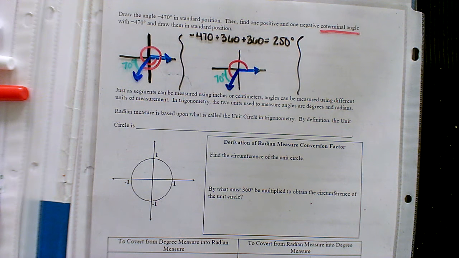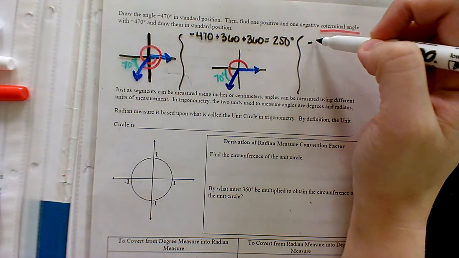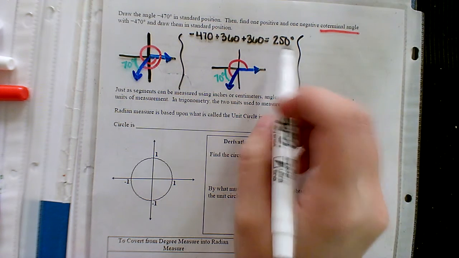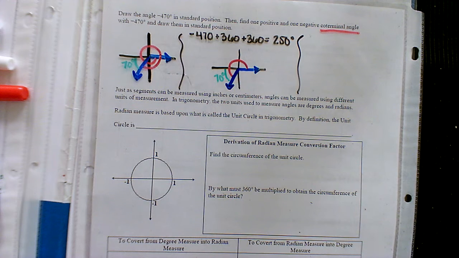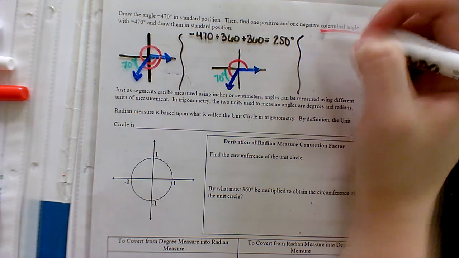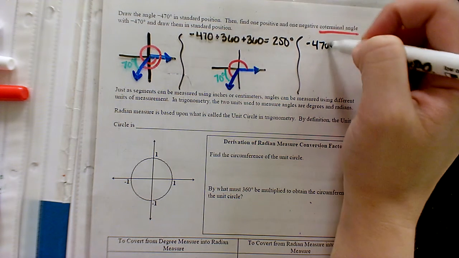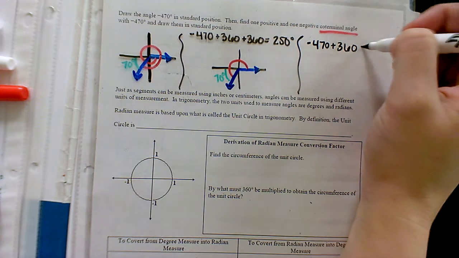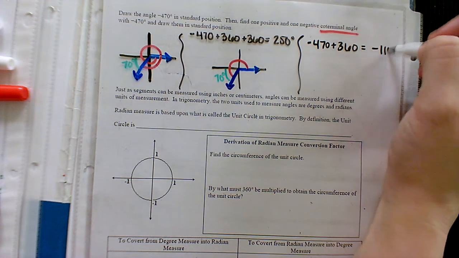All right, let's see if we can figure out another negative coterminal angle. Yeah? We can subtract 360 and get negative 110. Okay, so you can take the 250 and minus 360. Another rotation. You could start with the negative 470 and add only one full rotation. Either way you'll get to the same spot, a negative 110.